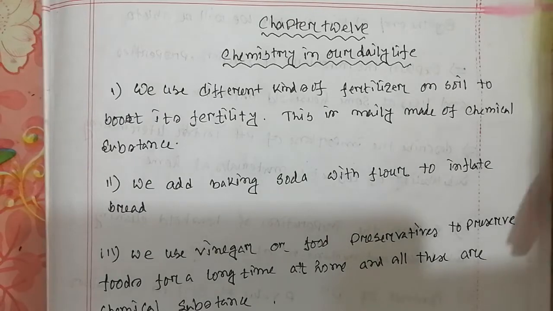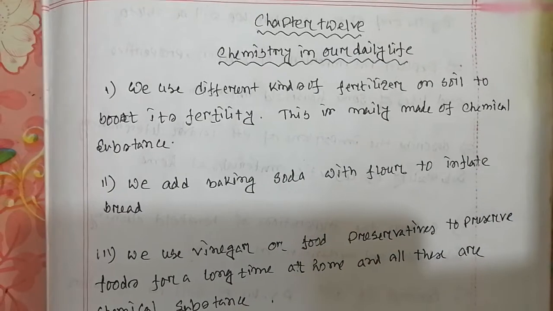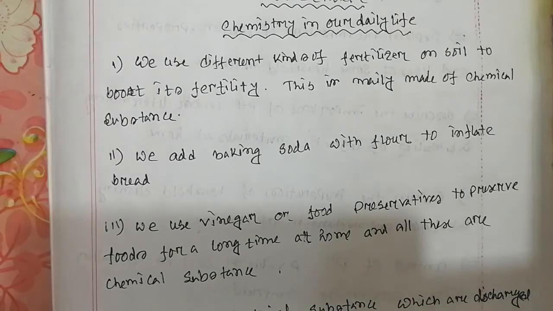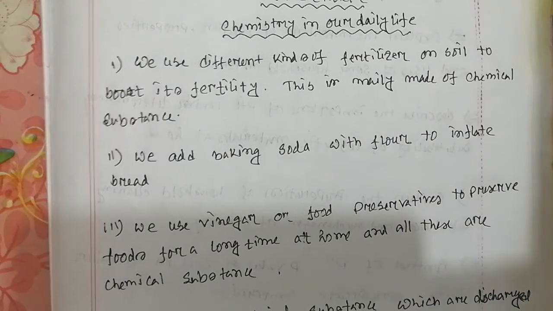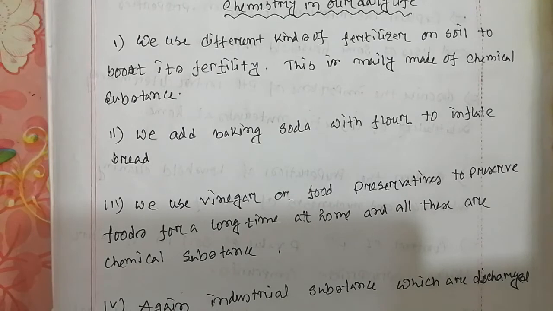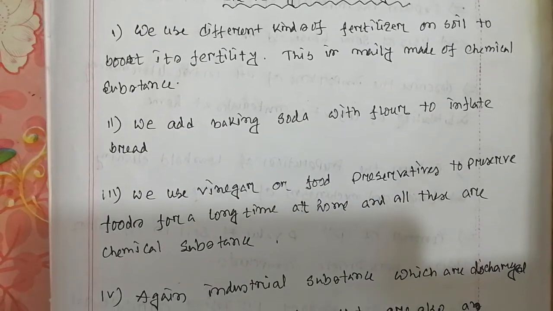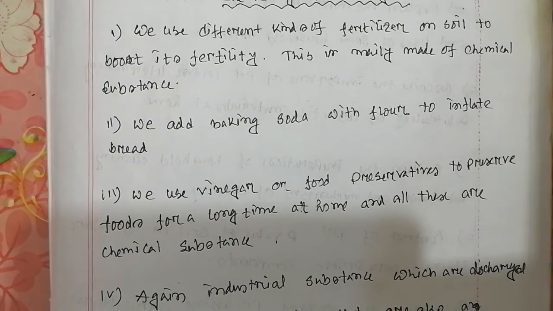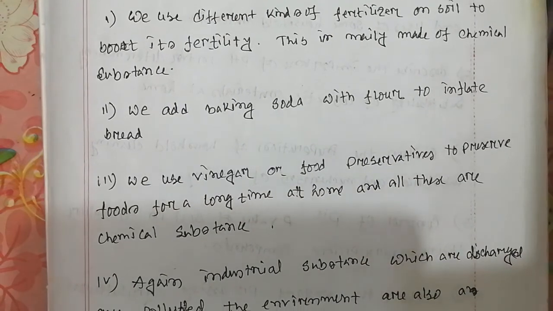We add baking soda with flour to inflate bread. We use vinegar or food preservative to preserve food for a long time at home, and all these are chemical substance. So we already get 3 points about chemistry or chemical substance which are used in our daily life.